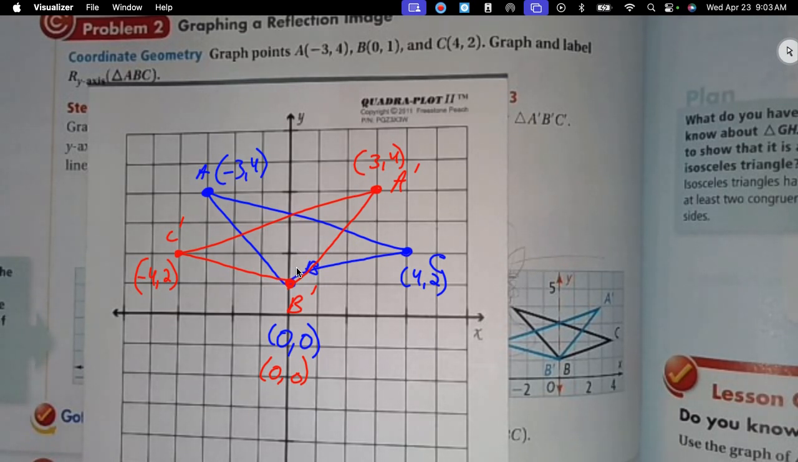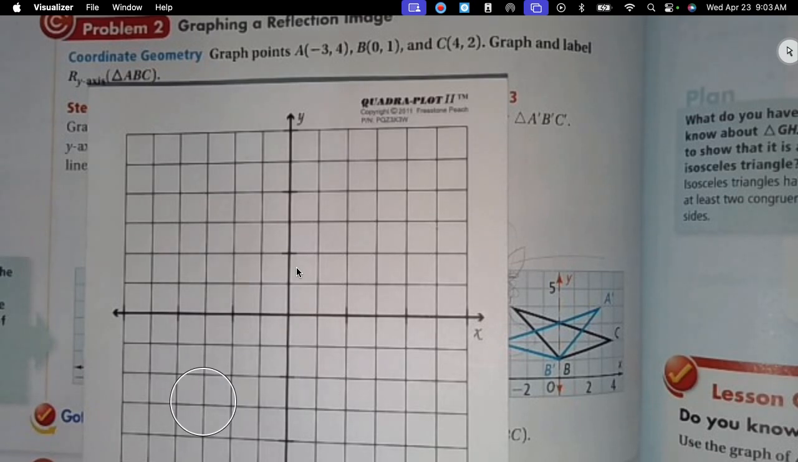Okay, everybody good with that? Is that easy so far? Or not easy, but doable? Okay. You just plot points and then count. Okay, let's see what else I have.